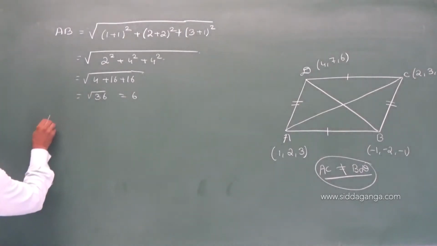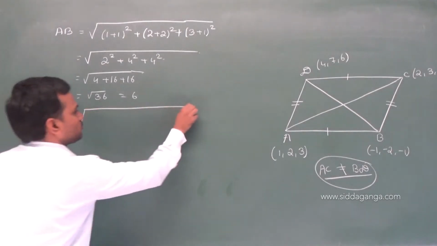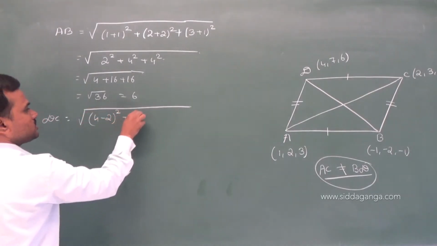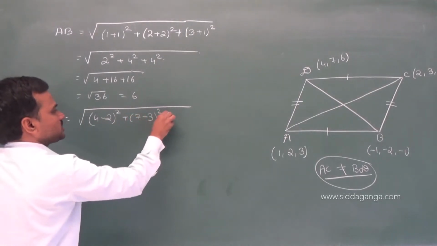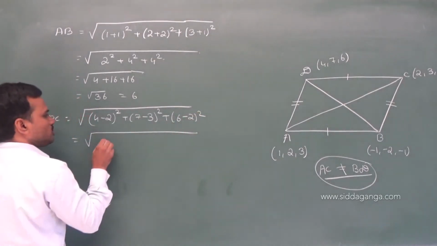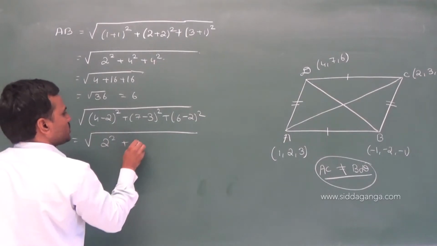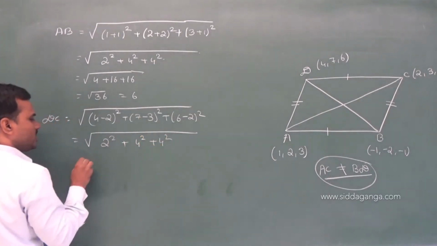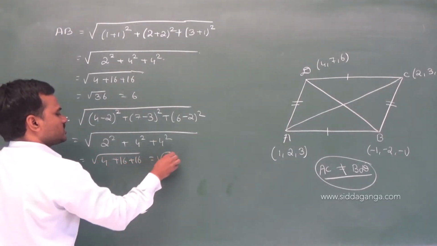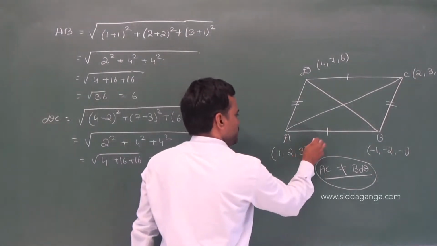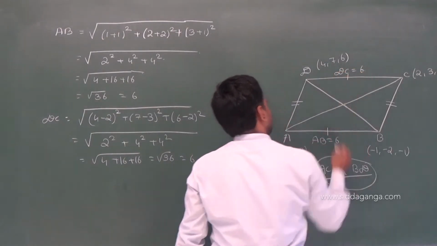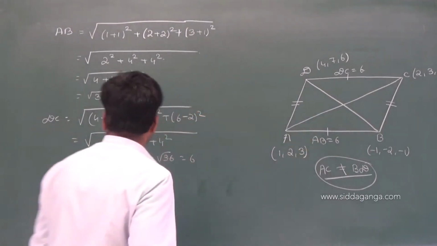Okay. Second one, DC. Square root of 4 minus 2 whole square plus 7 minus 3 whole square plus 6 minus 2 whole square. That is equal to square root of 4 minus 2 is 2 square, plus 7 minus 3 is 4 square, plus 4 square. Again it is 4 plus 16 plus 16. It is 36. That is equal to 6. So here AB is equal to 6, DC is equal to 6. First opposite sides are equal. Correct? Next.